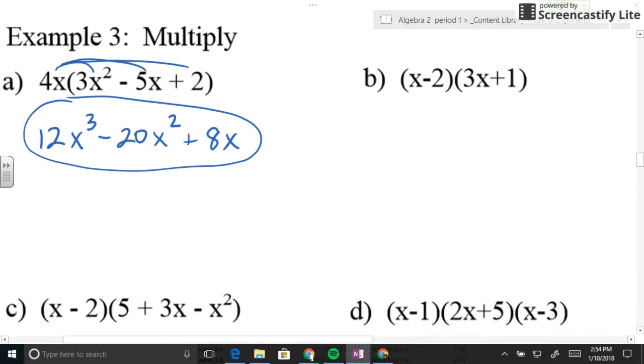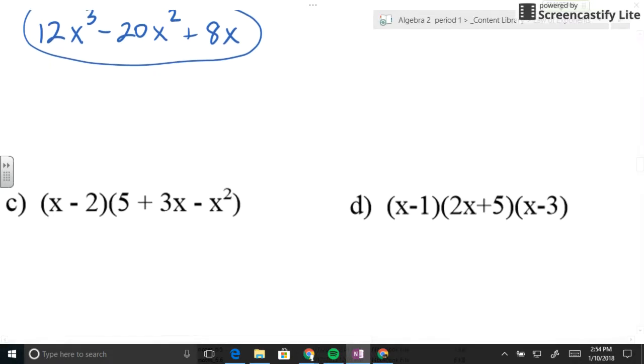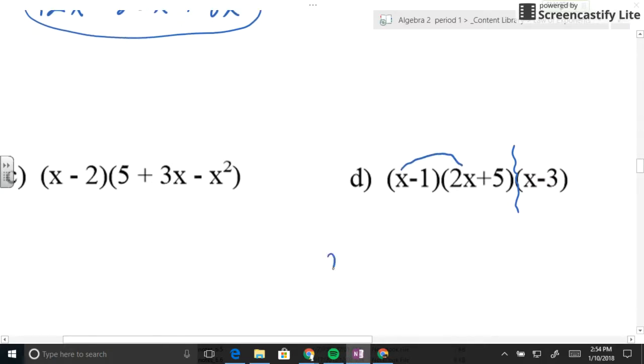If I were to look at the next one, I would distribute. Next one, I would distribute. So let's take a look at letter D. Letter D is multiplying three binomials. What I'm going to do for this one is multiply two at a time. So I'm going to multiply the x minus 1 times the 2x plus 5 first. In order to do that, I multiply x times 2x, and I would get 2x squared. X times 5 gives us 5x. Negative 1 times 2x gives us negative 2x. Negative 1 times 5 gives us negative 5.